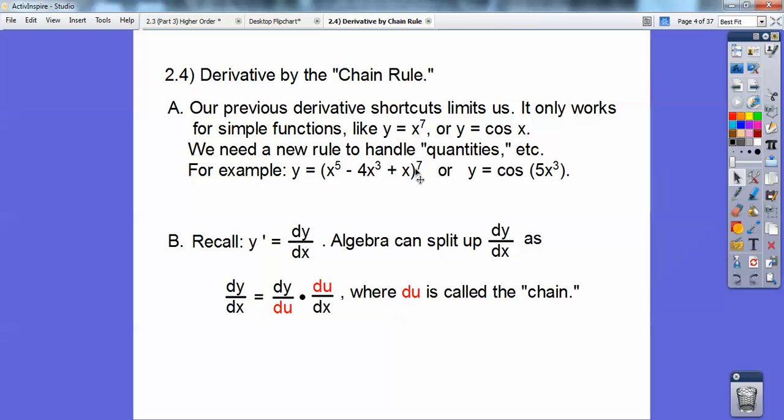So algebra lets us split up dy dx by substituting in a u substitution. Notice these du's, if I did some algebra, they would just cancel out, and I'd be left with dy dx. And so this du that we're going to insert is going to be our chain that we plug inside here. So I'm going to do some u substitutions using this trick. It'll be easier just to explain as we get going.